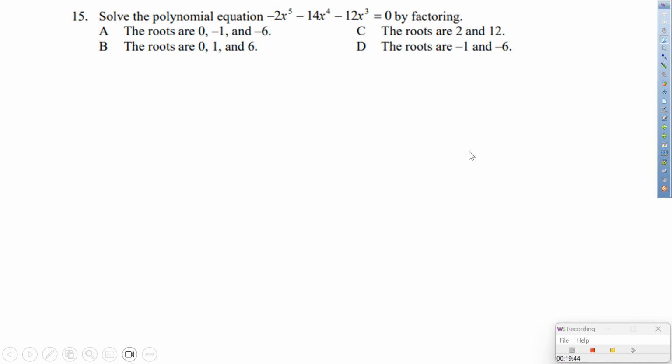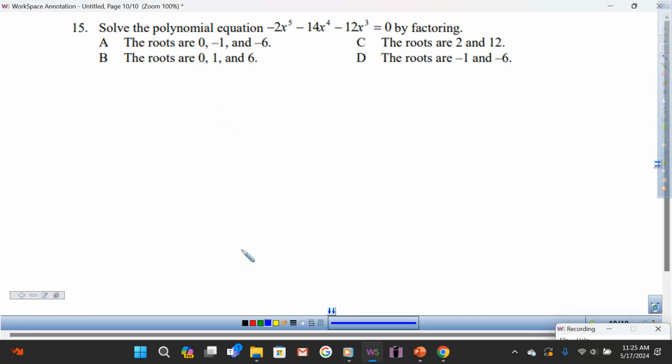Go to number 15, and it reads, solve the polynomial equation by factoring. So let's do this one together. Here we go. Let's write it again. -2x to the 5th minus 14x to the 4th minus 12x to the third equal to 0. So they're asking us by what? Factoring. We need to solve that by factoring.